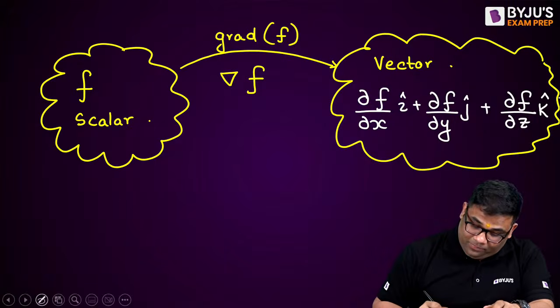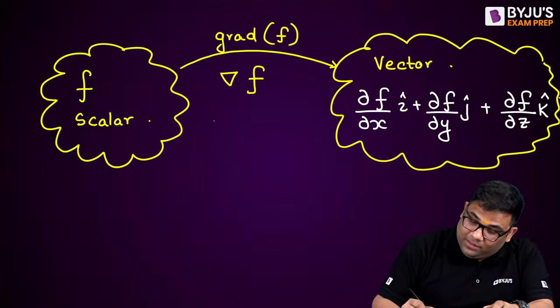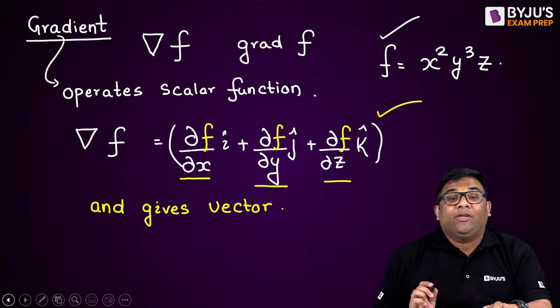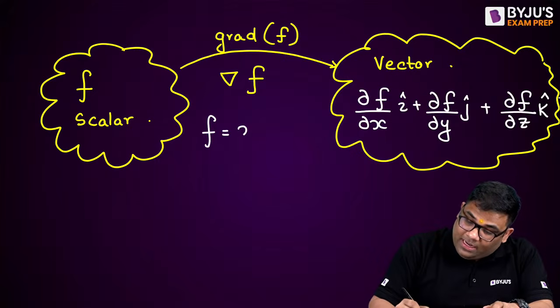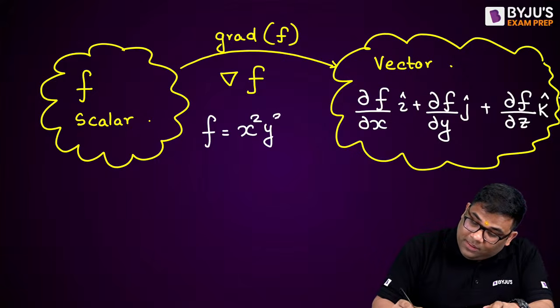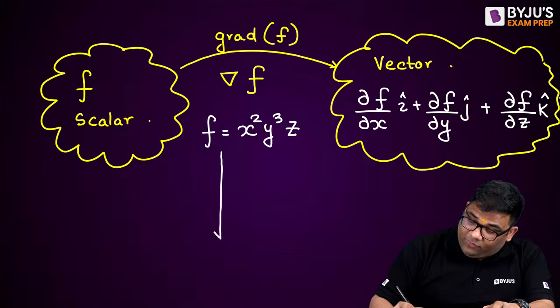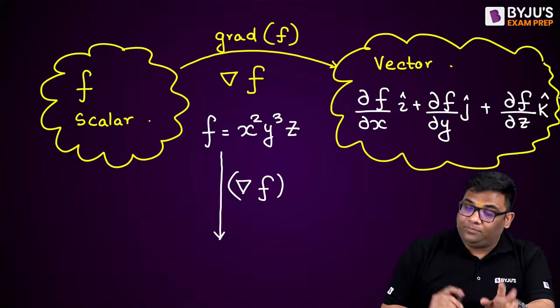For example, suppose f is the example I just gave, x square y cube z. This is the scalar function. Now if I want to convert this into a vector function, what will I do?